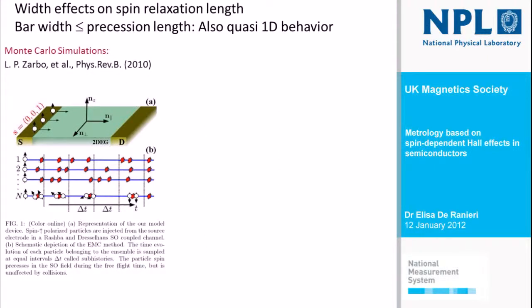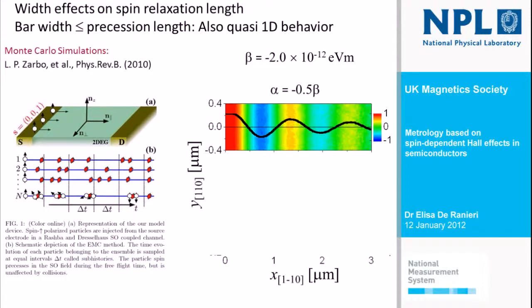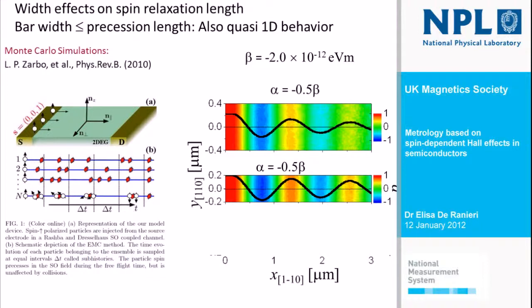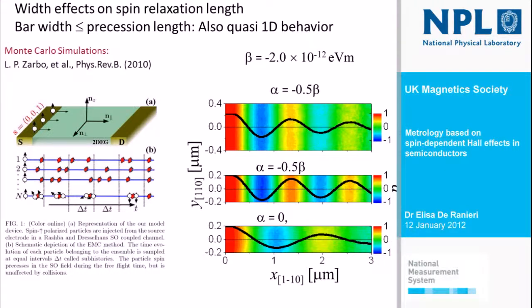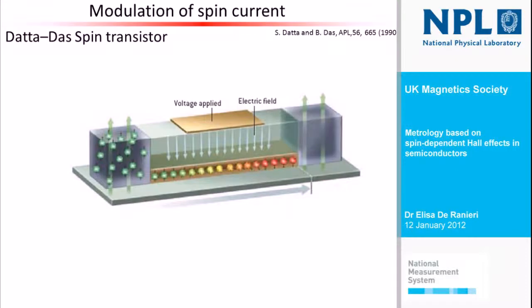And so what we want to do there is some theoretical work on how to enhance this as a function of, for example, the channel width. So you see, as you decrease the channel width, you increase this spin relaxation length, and also as a function, obviously, of the strength of the Rashba-Dresselhaus field. So we want to investigate and optimize these parameters to have the longest possible spin relaxation length.